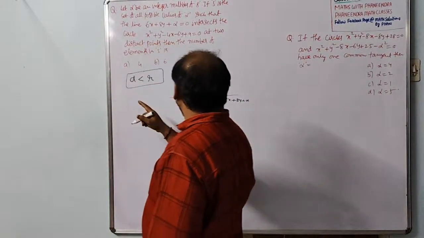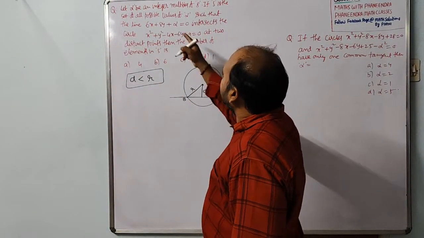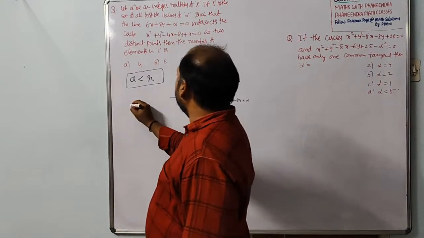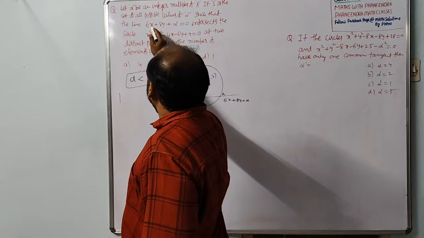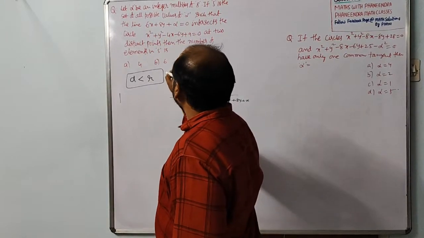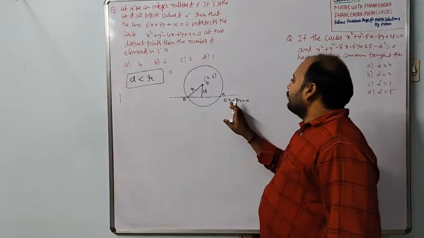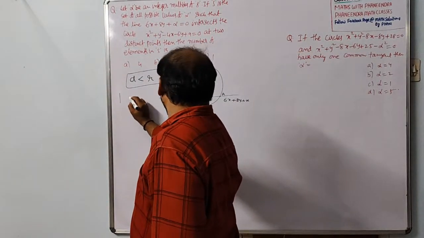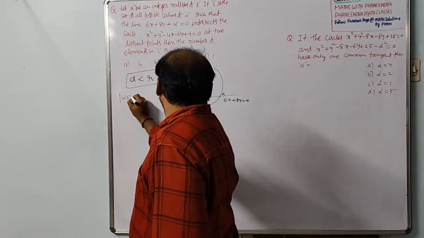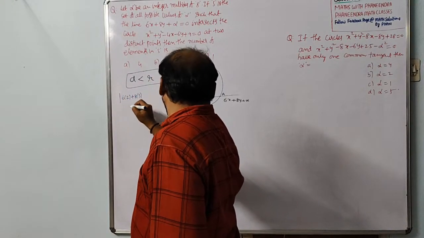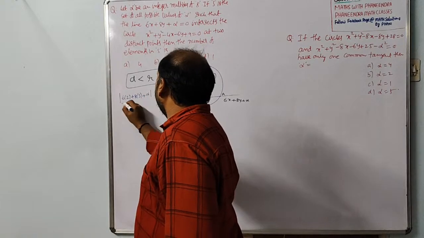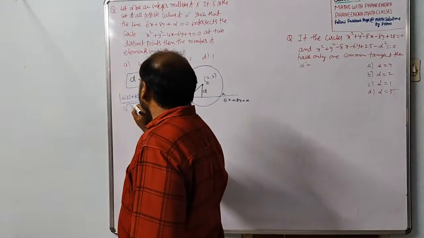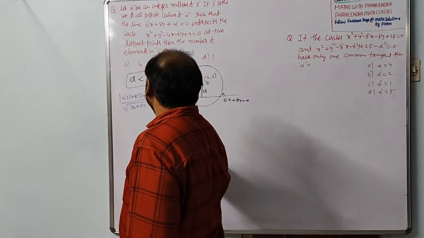So D means the perpendicular distance from the center of the circle. What is the center of the circle? From this, (2, 3) is the center of the circle. So D, the perpendicular distance, is mod of, in place of x, y substitute (2, 3) in the line 6x plus 8y plus alpha, divided by root over 6 square plus 8 square, that is 36 plus 64, is less than the radius.